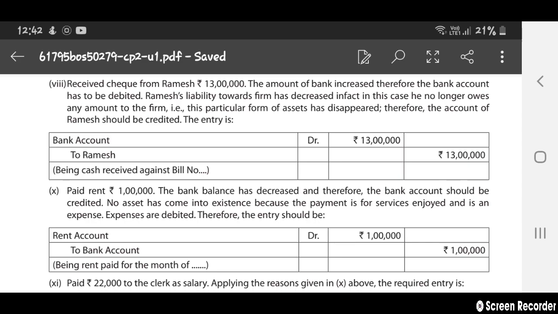So the journal you will write is: Bank account debit, rupees 13 lakh, and then below, To Ramesh, rupees 13 lakh. So Ramesh is credited, and the bank account is debited with rupees 13 lakh.